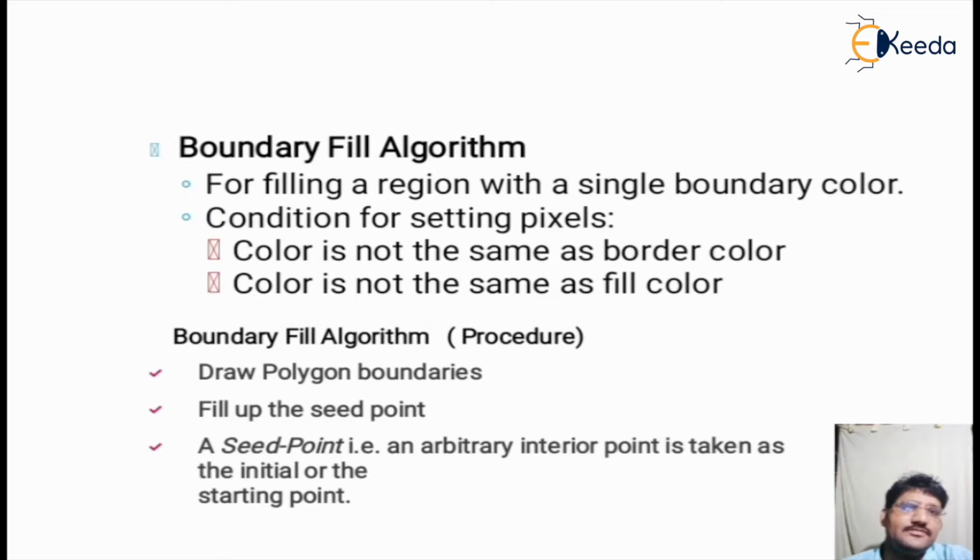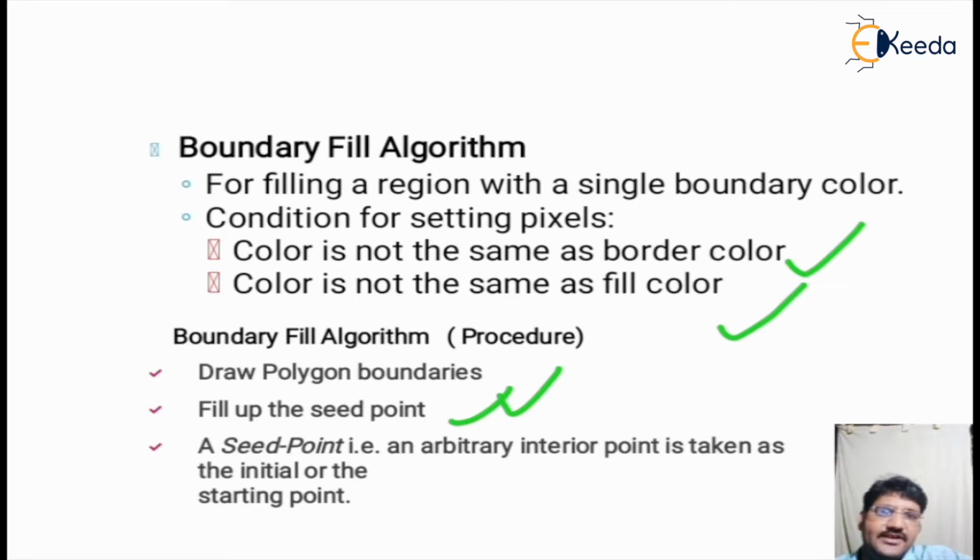Boundary fill algorithm. In this algorithm, we fill a region with a single boundary color, but the condition for setting pixels is that the color should not be the same as the border color and it should not be the same as the fill color. To fill an area using boundary fill, first draw the polygon boundaries, then select a point which is called the seed point and fill that seed point with the required color.